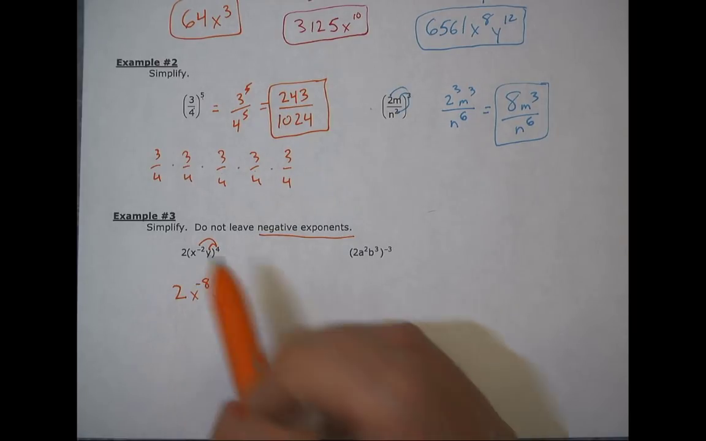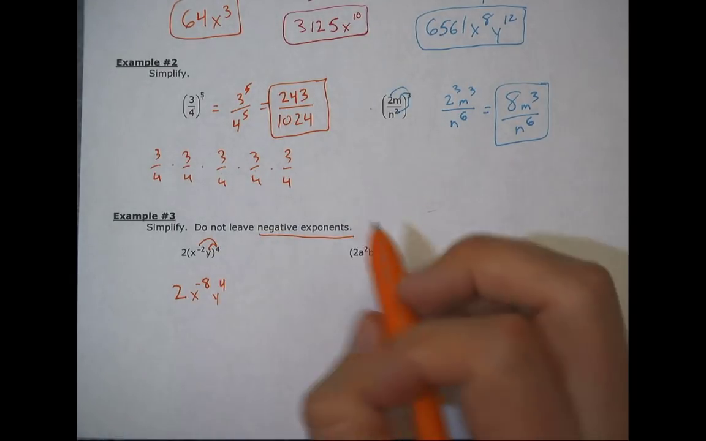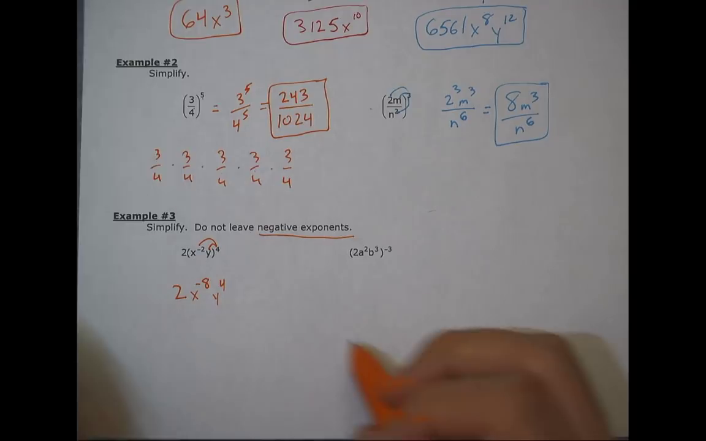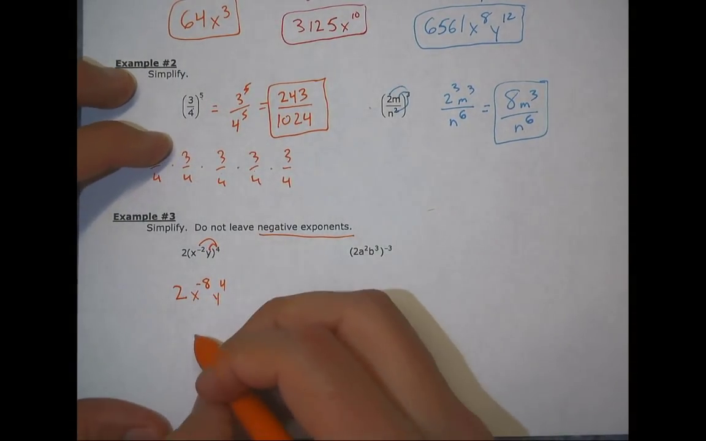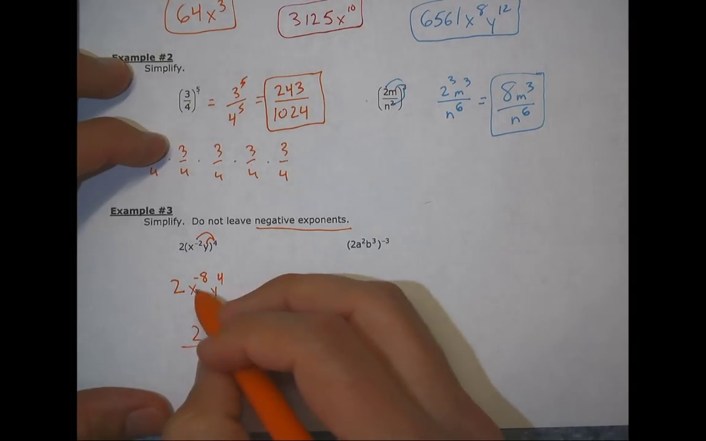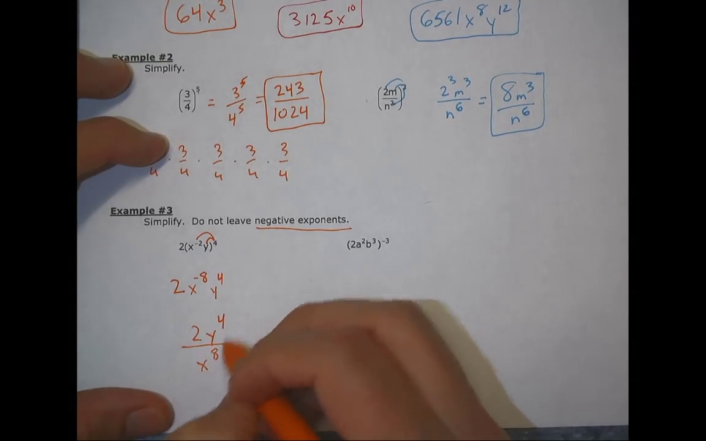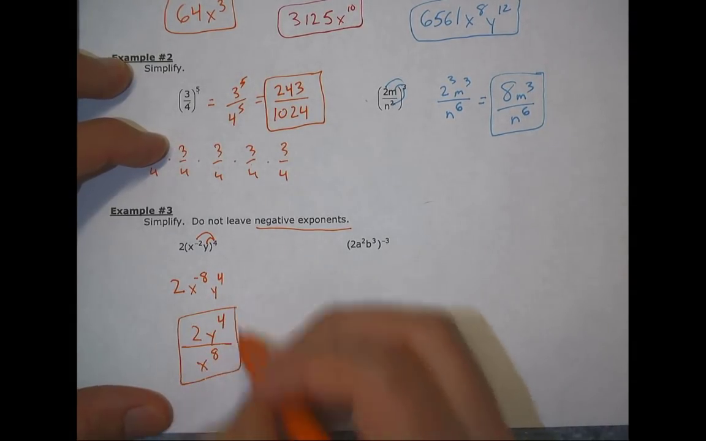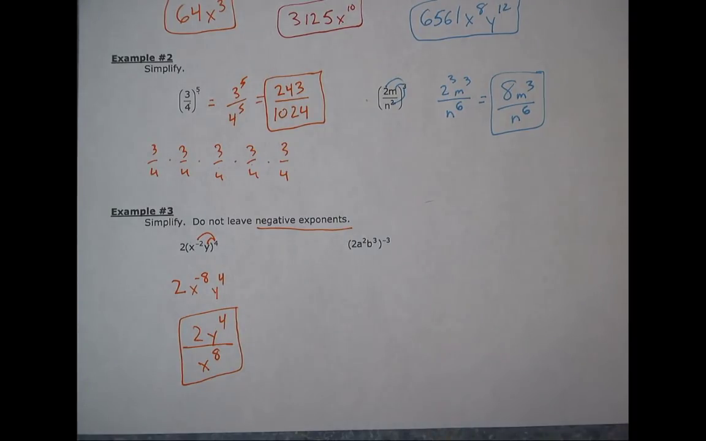But if we want an answer with positive exponents, then we've got to take that 8 and move it. And so that's going to go to the bottom. You're going to leave the 2 and the y to the 4th up top because they have positive exponents. X to the negative 8th comes to the bottom to create a positive exponent, and you have simplified it.